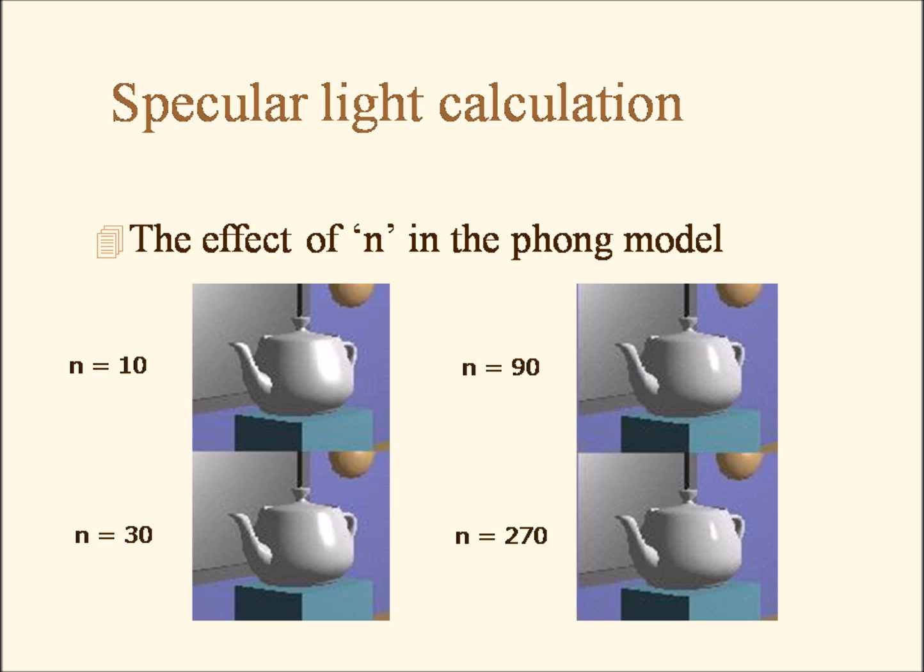Finally, you can see how specular light is calculated and the effect of n in the Phong model. When the light hits a shiny object, different values of n are taken to show the impact of specular light using the Phong model. In the figures at the left side, n is equal to 10 and n is equal to 30, and on the right side of the figure n is equal to 90 and n is equal to 270, a very high value. The resultant images with all these n values are also represented on the slide.